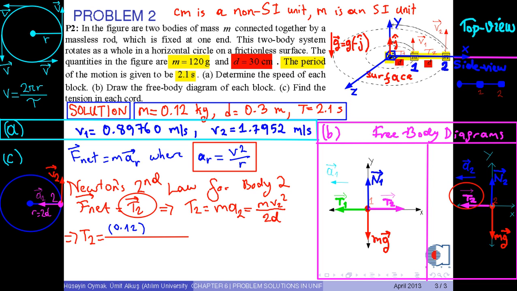Now substitute the numerical figures into this formula as 0.12 kilograms times 1.7952 meters per second squared divided by 2 times 0.3 meters, which results in 0.64455 newtons, which is approximately 0.645 newtons.